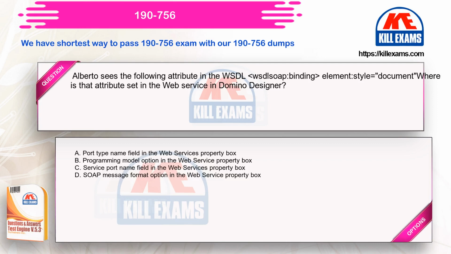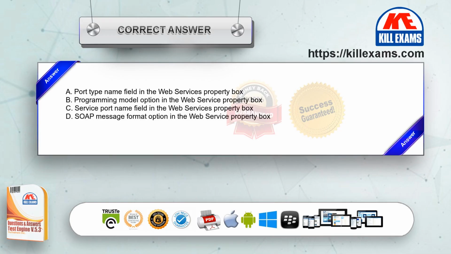Alberto sees the following attribute in the WSDL SOAP binding element: style equals document. Where is that attribute set in the web service in Domino Designer? Option A. Port type name field in the web service properties box. Option B. Programming model option in the web service properties box. Option C. Service port name field in the web service properties box. Option D. SOAP message format option in the web service properties box. The correct answer is option D.